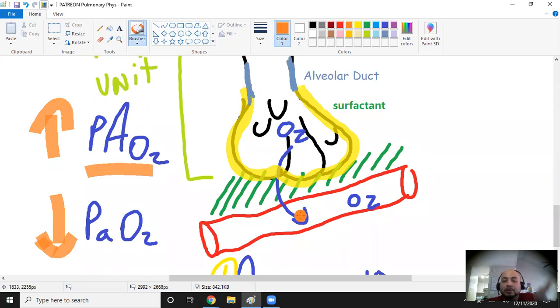A nice way to remember the difference between the two, big A versus small a: what's bigger, a lung or a capillary? Clearly a lung is bigger, so therefore big A for lung, small a for capillary.